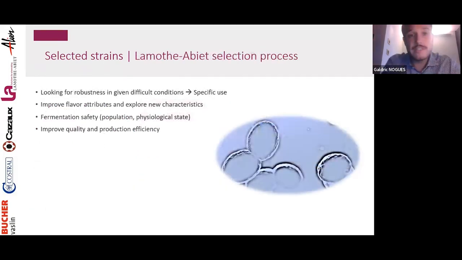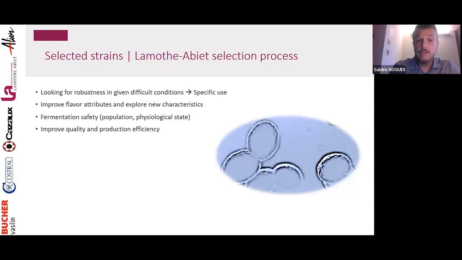So at Lallemand, we select the strain through a very specific process. First, we have a list of criteria that we need to respect. In first place, we look for robustness in given difficult conditions. So we analyze the market and we say, okay, there is a need for this kind of bacteria. So we have a specific use. That's why we produce and we propose different bacteria as well in the range. So there's one bacteria, one specific use.